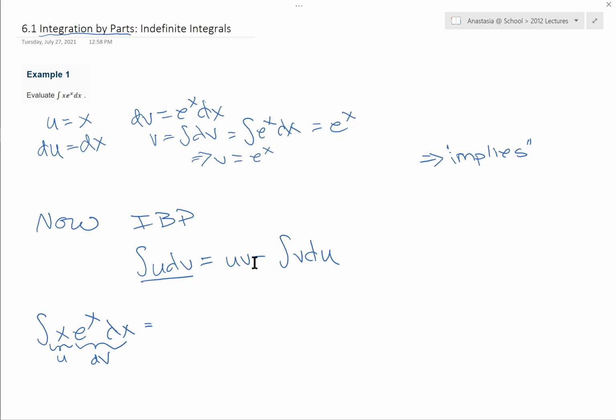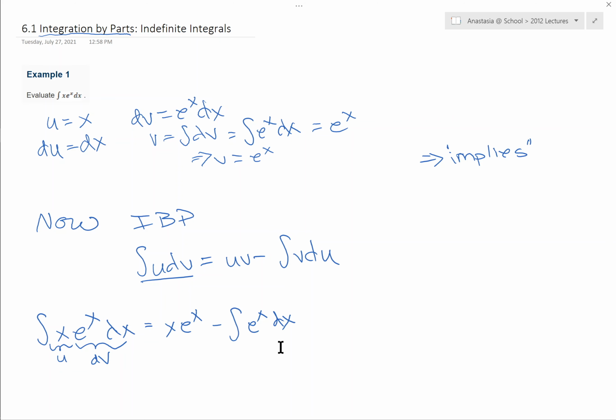So we're going to have u times v. U is equal to x. V is equal to e to the x. So we have x times e to the x. Then we have minus the integral of v, which is e to the x, du, which is dx. And now we have this.